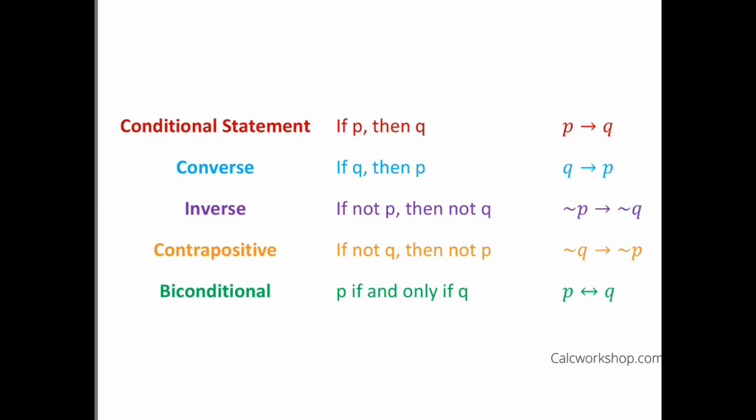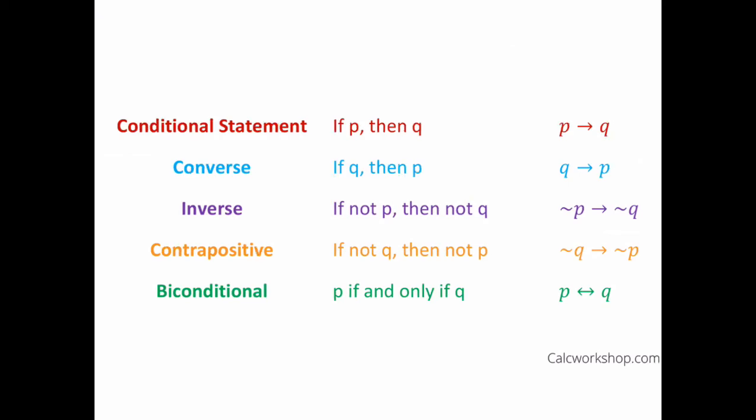And here is a little diagram to kind of remind you of what everything is. So we talked about conditional statements in the previous lesson. If P, then Q. The converse of that flips the hypothesis and the conclusion to be if Q, then P. And these three we talked about here. Inverses, if not P, then not Q. Contrapositives, if not Q, then not P. And we've also, of course, talked about biconditionals in the previous lesson. P, if and only if Q.